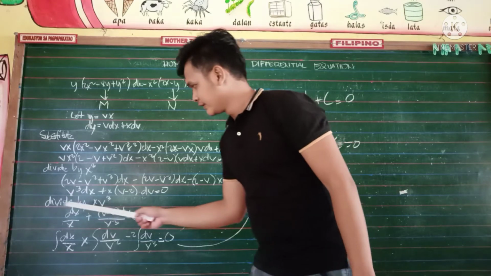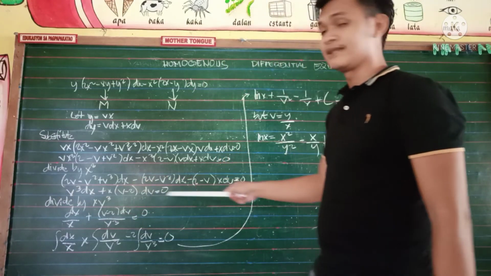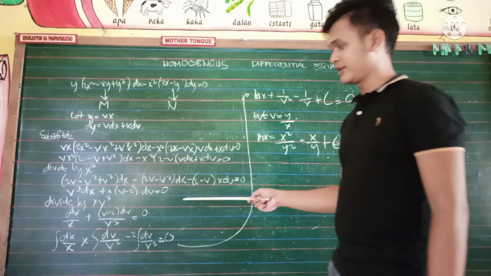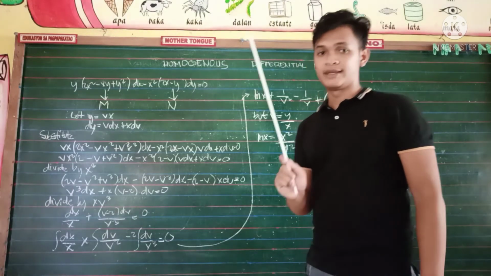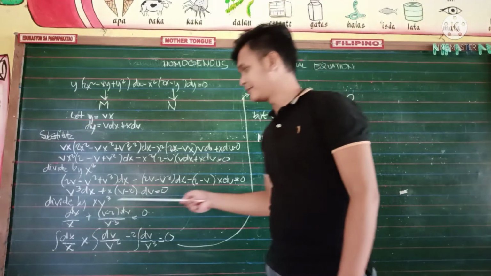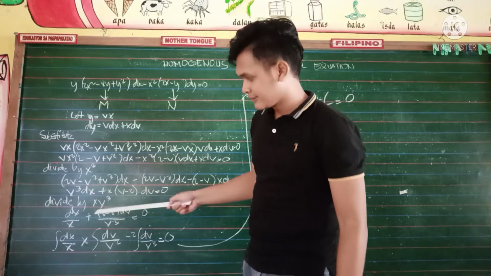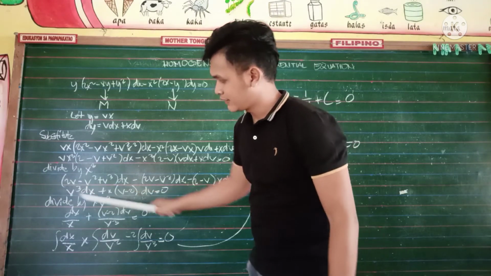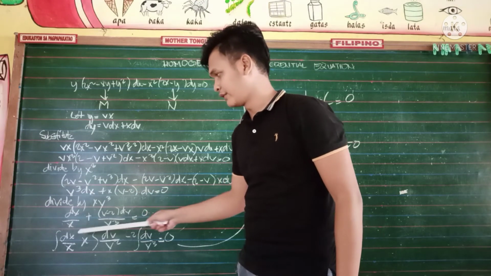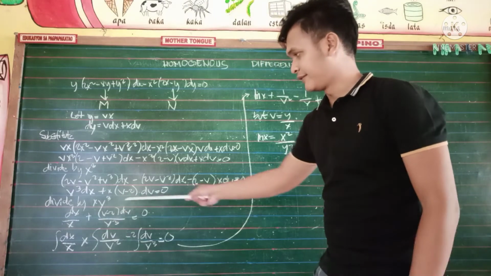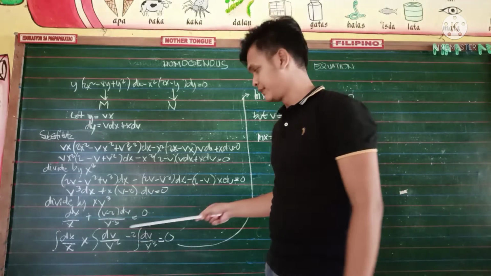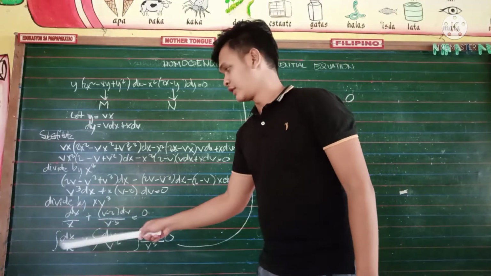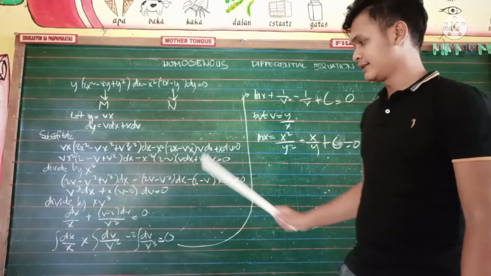Then it is already a variable separable equation. In a variable separable equation, we need to group each term in x and y. So divide both sides by x v cubed, so that the v cubed cancels out, remaining is dx over x plus (v minus 2) dv over v cubed is equal to 0. So we have already grouped them, and we need to integrate both sides.